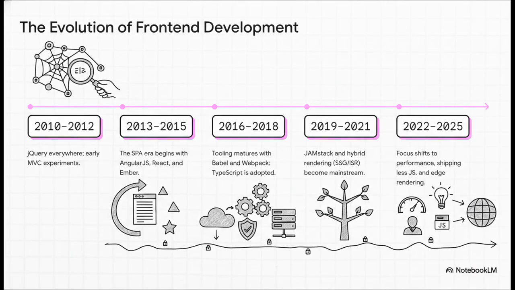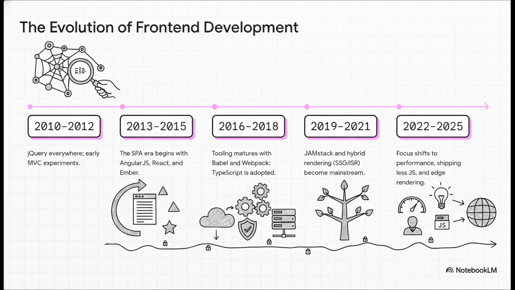So, let's get our bearings with a quick look at the timeline. It really all kicked off in the early 2010s. The entire world was basically running on jQuery, right? The main goal was just make it work on all the browsers. But then around 2013, everything changed. The SPA, the single-page application era, began, with giants like React and Angular leading the charge.